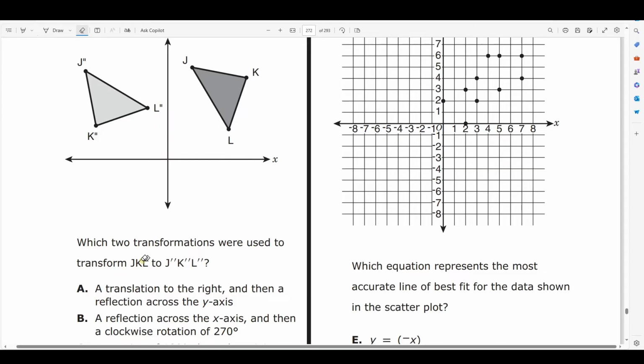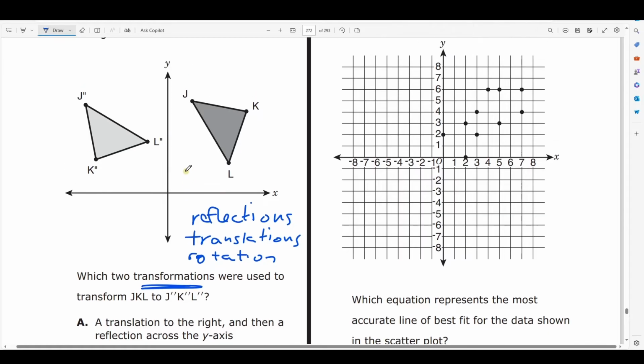So what are the transformations? Well, when we have transformations, we can have reflections, okay? We can have translations, and we can have rotations, right? So what is a reflection? A reflection is over an axis, right? So it can be over the x-axis or it could be over the y-axis. And what it does is it moves the shape from one axis to another. And it kind of mirrors it over an axis, right?